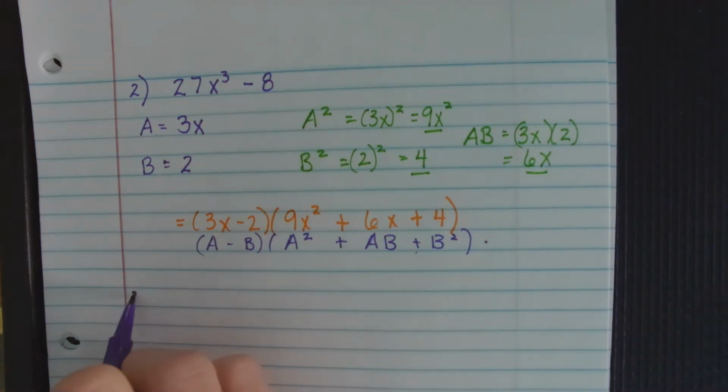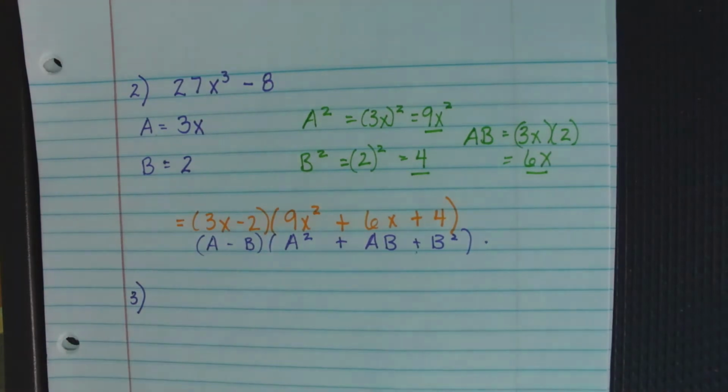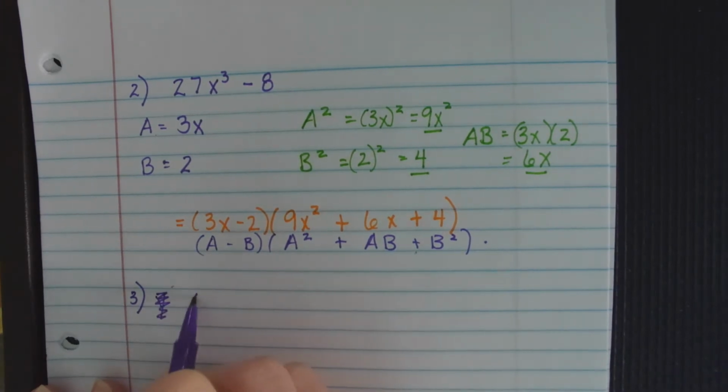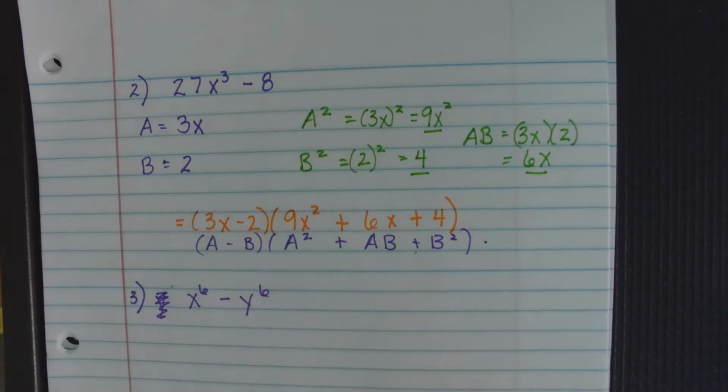All right, number 3. Let me do this one. You'll see. Okay. No, sorry, big mistake. X to the 6th minus y to the 6th.